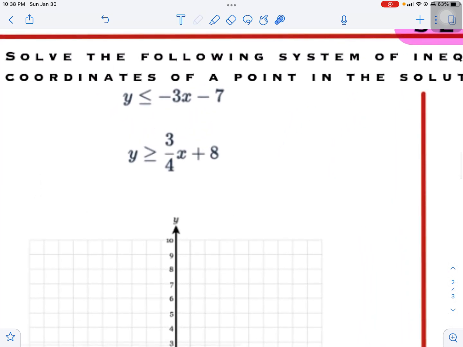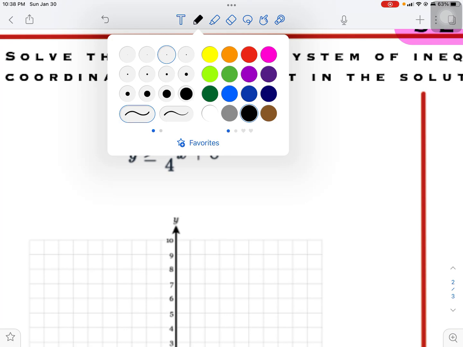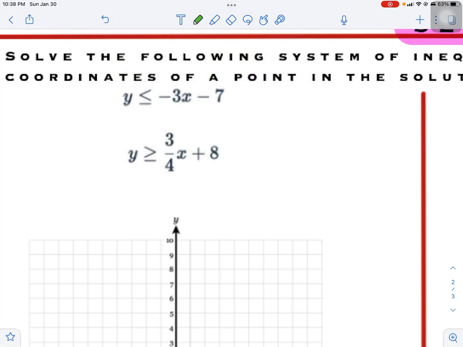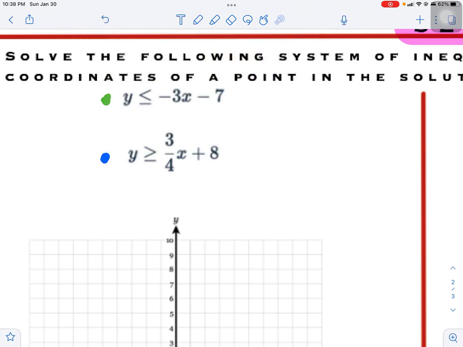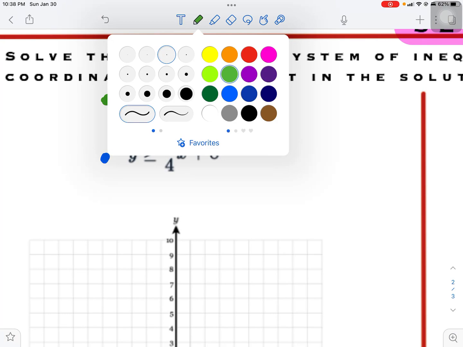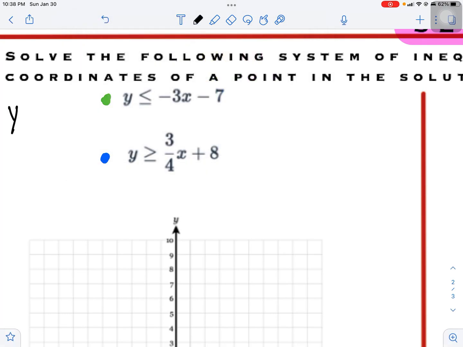So we have two equations here, right? So let's identify those equations. Let's choose two different colors. We have a green and we have a blue. Okay, so let's work on the green first. Okay, so as you can see, this is y equals mx plus b, right? And as a matter of fact, let's write that here on the side. y = mx + b.